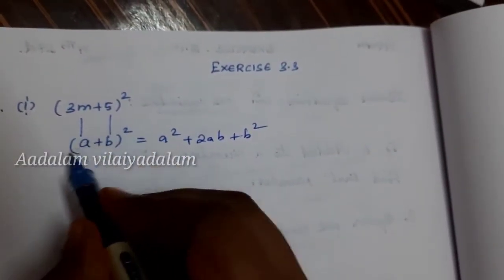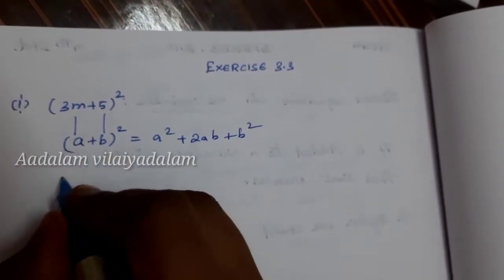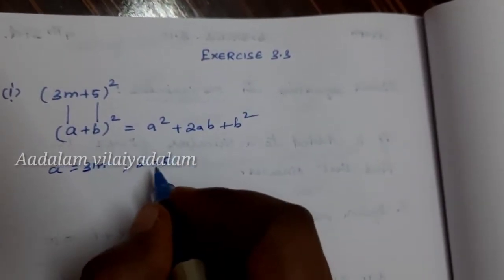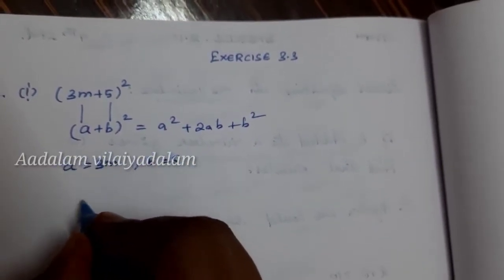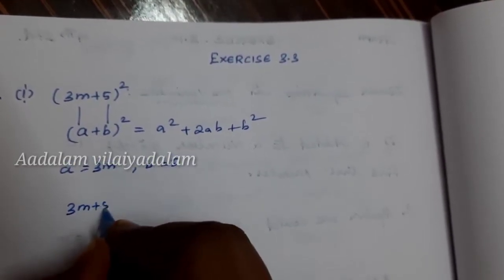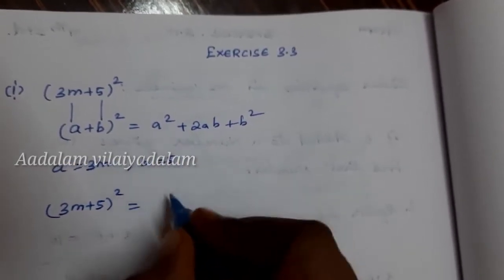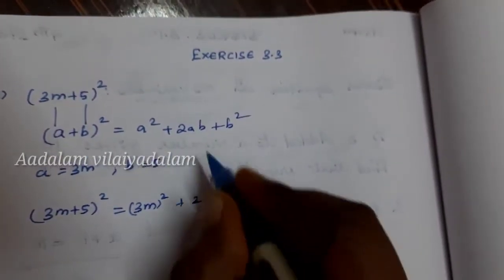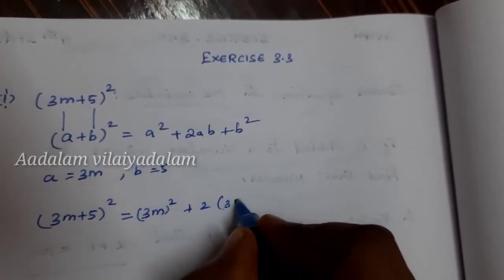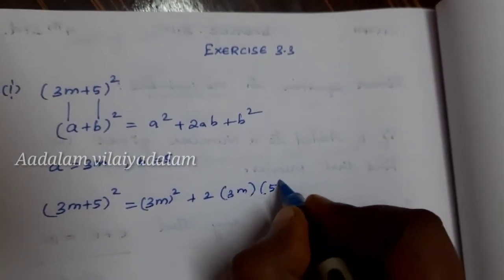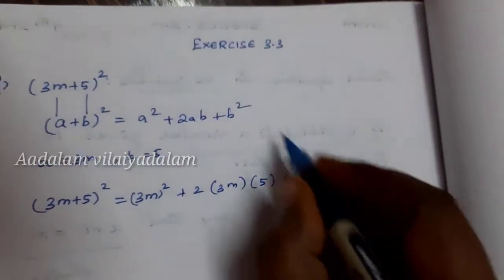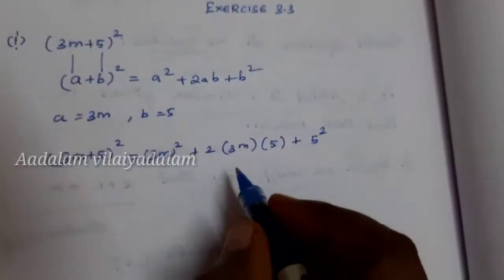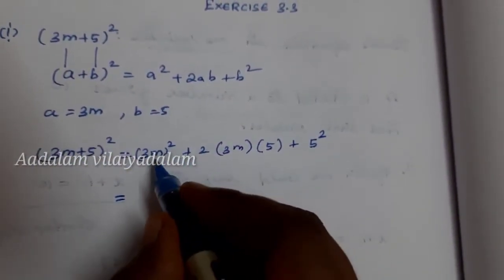Here we can take these values as a and b. So therefore a equal to 3m and b equal to 5. We can substitute these values. So substituting this value we get (3m plus 5) the whole square equal to a square, that is (3m) the whole square, plus 2 into what is a? 3m. What is b? 5. Then b square, which means we have to write 5 square. Now let's do the simplification.